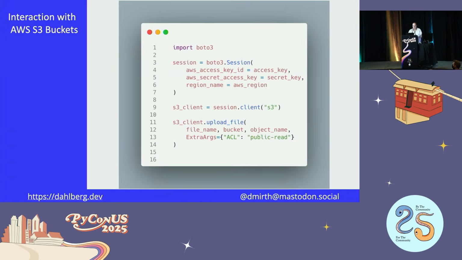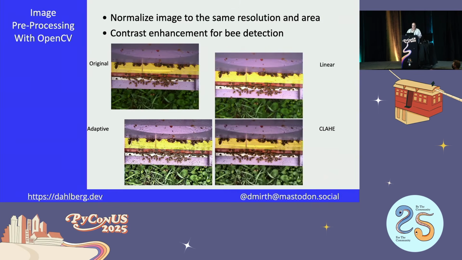Interaction with an AWS S3 bucket is very straightforward. The standard AWS library Boto3 is loaded. A session object is instantiated with keyword arguments. The client session is opened, and the files are uploaded to the given bucket. Nothing major. The next option that we need to look at is image pre-processing with OpenCV. Usually what we do is normalize the images to the same resolution, but we don't have to do that in this case because they're all at 640 by 480.